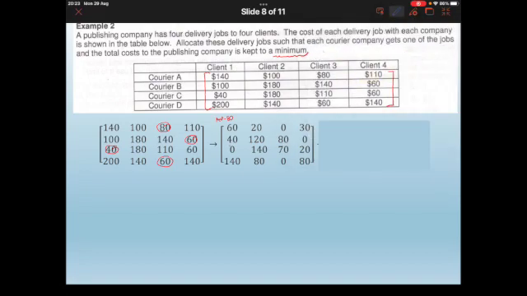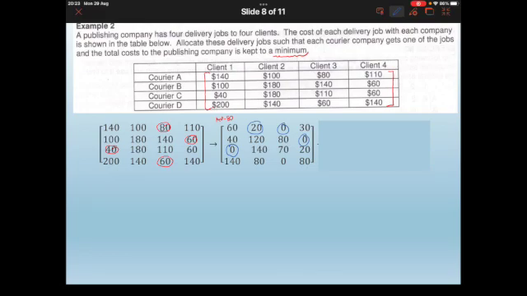What is the smallest in column 1? 0. Smallest in column 2 is 20. Smallest in column 3, 0. Either one doesn't matter. Smallest in column 4, 0. Alright? So let's do the column reduction.